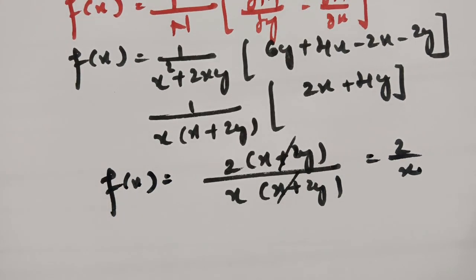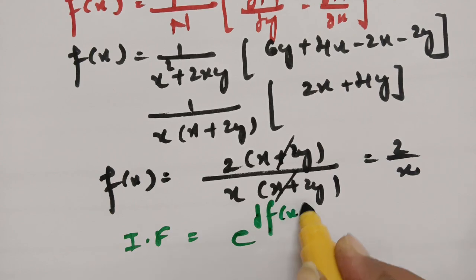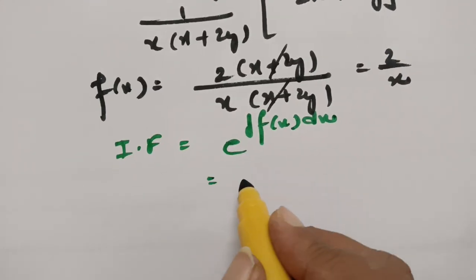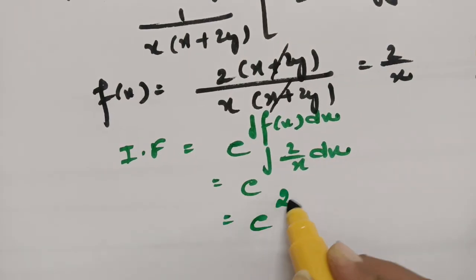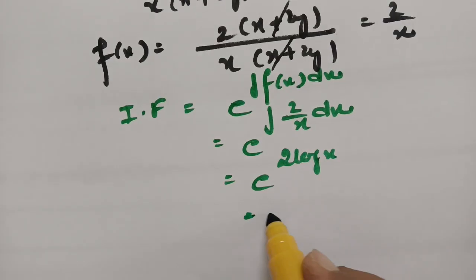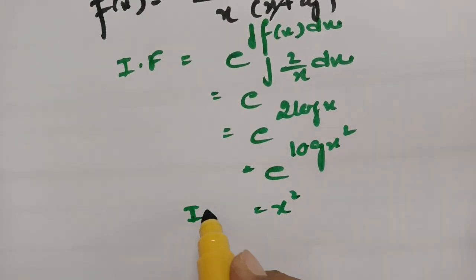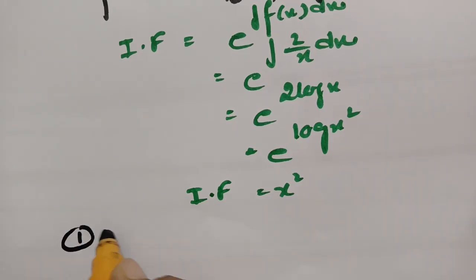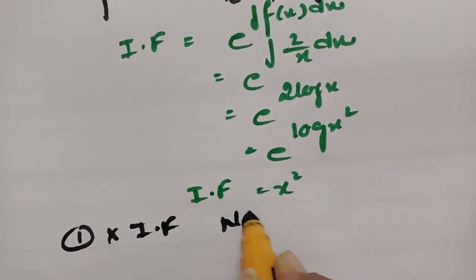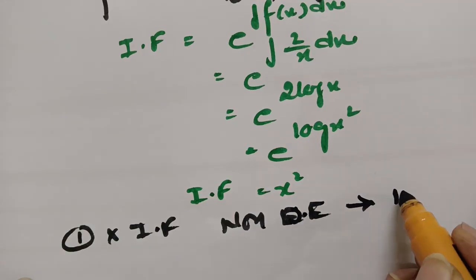Now the integrating factor is e power integral f of x dx, which is equal to e power integral 2 by x dx. So this is e power 2 log x. This can be written as e power log x square, and finally it is x square. The integrating factor value is x square. So we have to multiply equation 1 with the integrating factor. If you multiply equation 1 with the integrating factor, this non-exact differential equation is going to shift to exact.